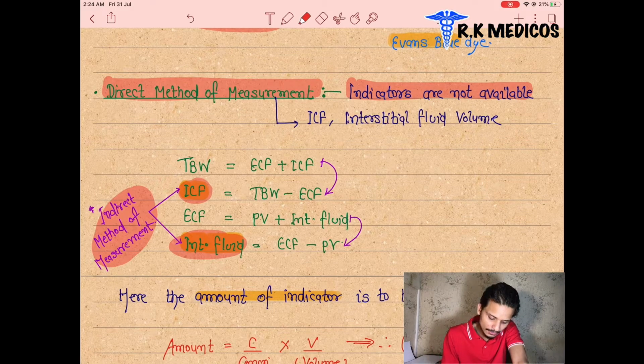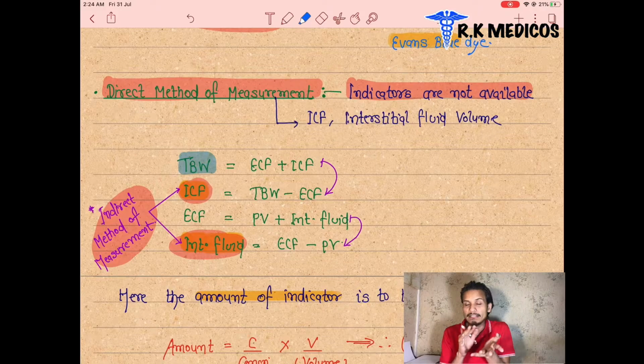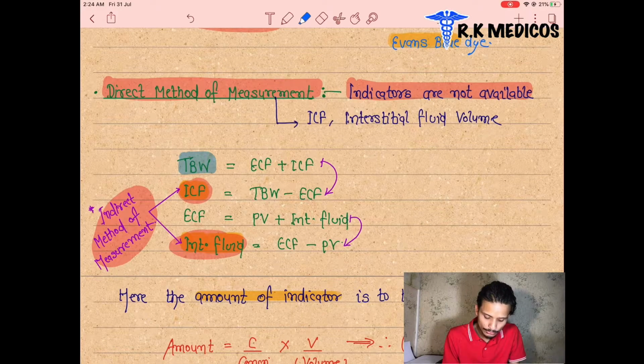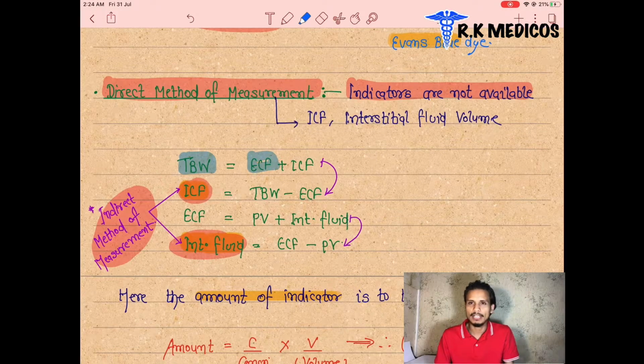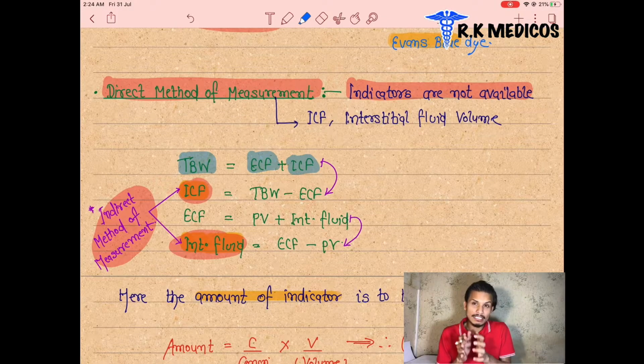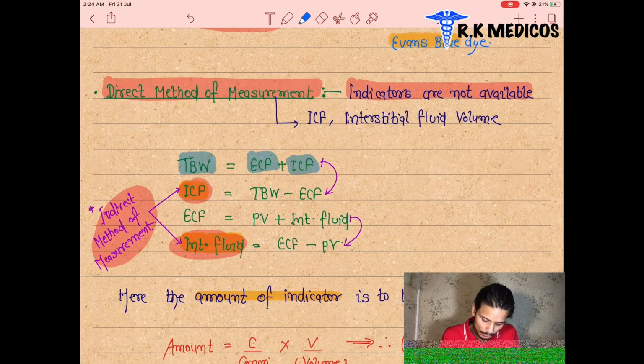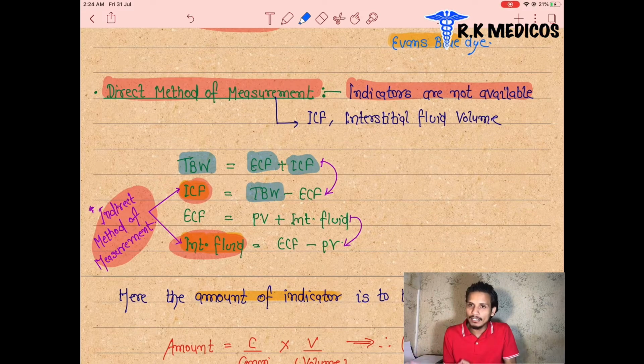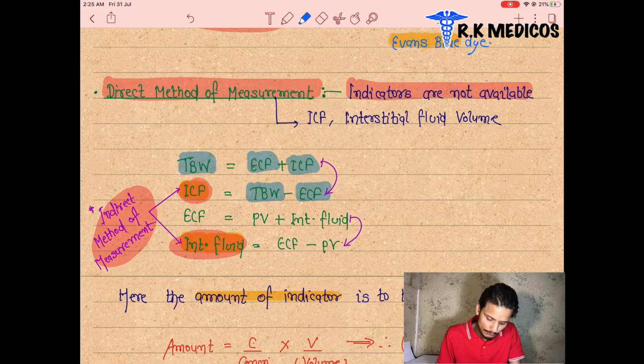You can see here the total body water is a composition of two things, extracellular and intracellular. I already told you, it is true: extracellular fluid and intracellular fluid. Now you can imagine the intracellular fluid, which is present inside the cell, is the total body water minus extracellular fluid. Yes, it is true.